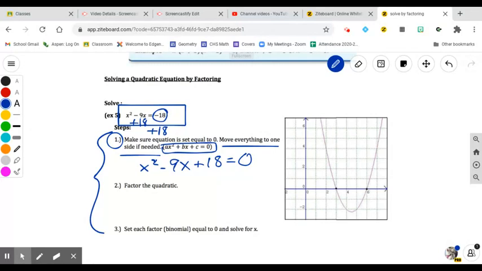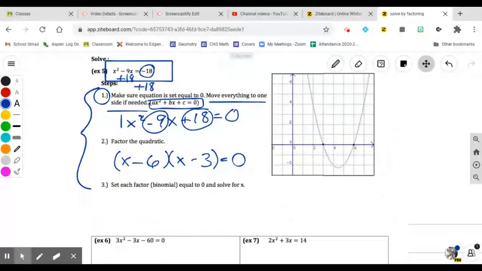This is a trinomial where a is 1. So you can just think about numbers that multiply to 18 and add to negative 9. If you don't know, go to your factor chart. Keep in mind they both have to be negative in order to add to negative 9 and multiply to positive 18. So hopefully you thought of negative 6 and negative 3. Those would be the two, so you write it like that. You don't have to do the box, because a is 1 here, not bigger than 1.